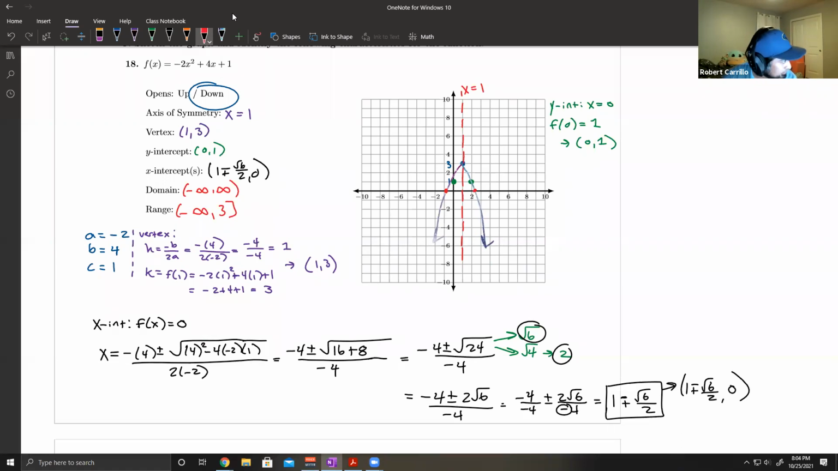Cool. All right. So we were used to that. The only new thing was actually finding the x-intercepts by using the quadratic formula. Okay. Everybody good with this one? Okay.